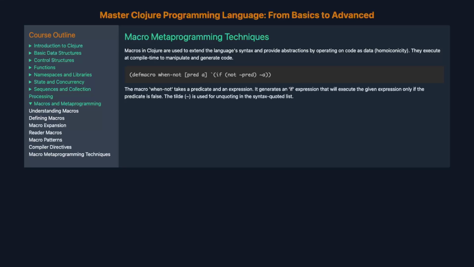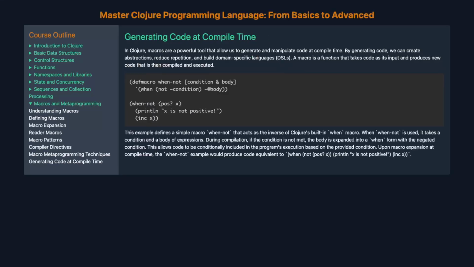The tilde is used for unquoting in the syntax quoted list, generating code at compile time. In Clojure, macros are a powerful tool that allow us to generate and manipulate code at compile time. By generating code, we can create abstractions, reduce repetition, and build domain-specific languages, DSLs.